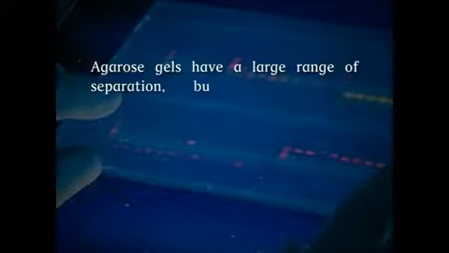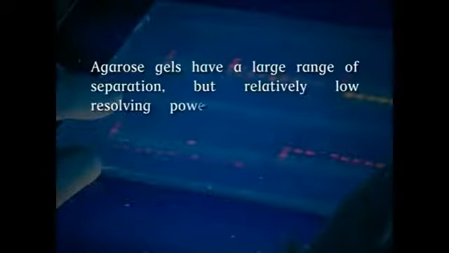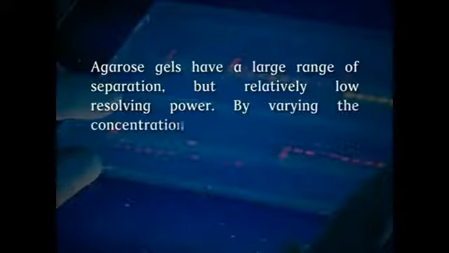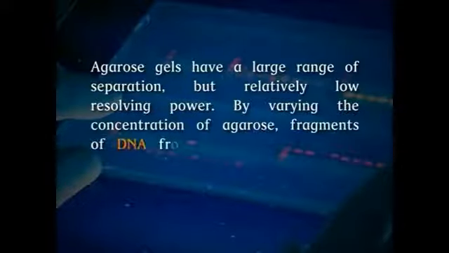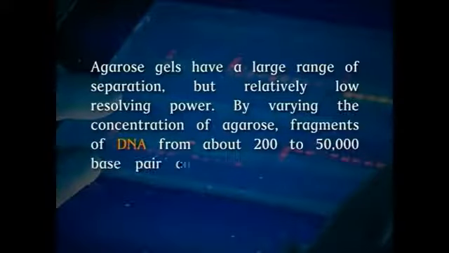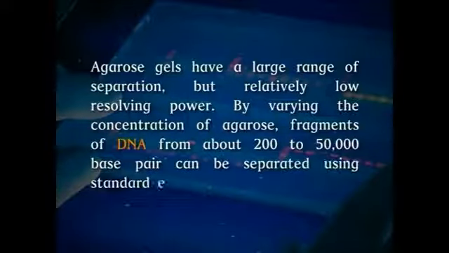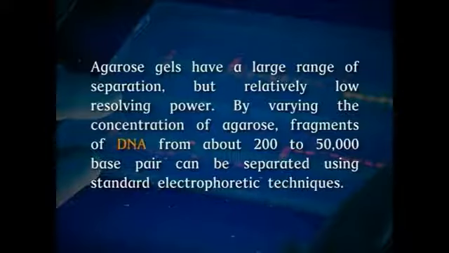For proteins, the pore size of 1% agarose is large relative to the sizes of the proteins. They are therefore used in flatbed isoelectric focusing, where the proteins are required to move unhindered in the gel. Agarose gels have a large range of separation but relatively low resolving power. By varying the concentration of agarose, fragments of DNA from about 200 to 50,000 base pairs can be separated using standard electrophoretic techniques.